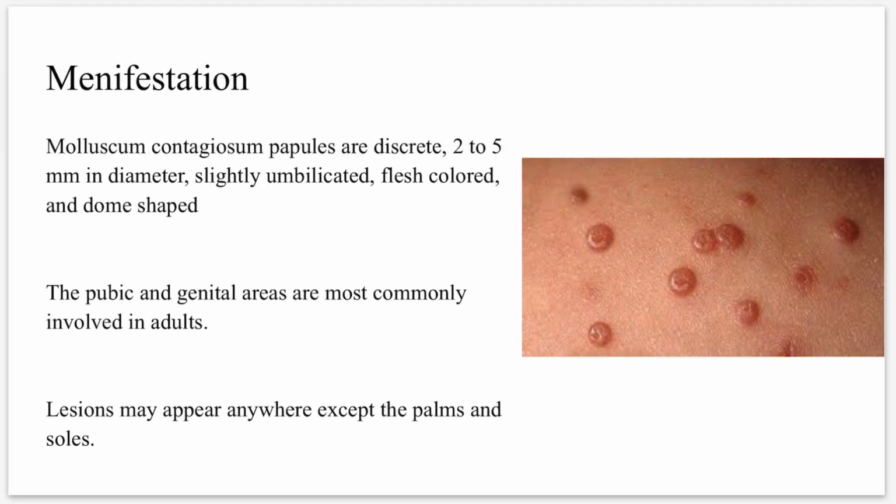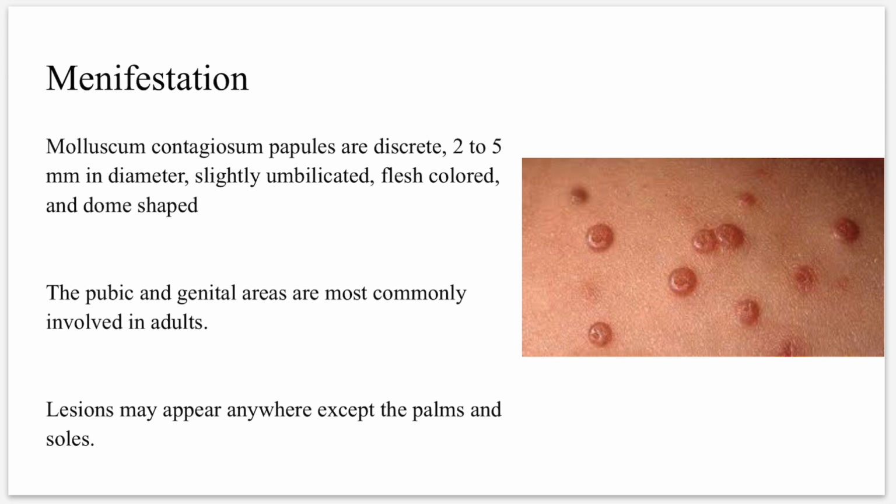Manifestations. Molluscum contagiosum manifests as papules, and the size of these is 2 to 5 mm in diameter, and they are slightly umbilicated. Umbilicated means these are depressed in the middle. So the center is depressed and the sides are up like this. So they are slightly umbilicated. They are flesh colored, meaning skin colored. So the skin of this and this are the same, and they are dome shaped.